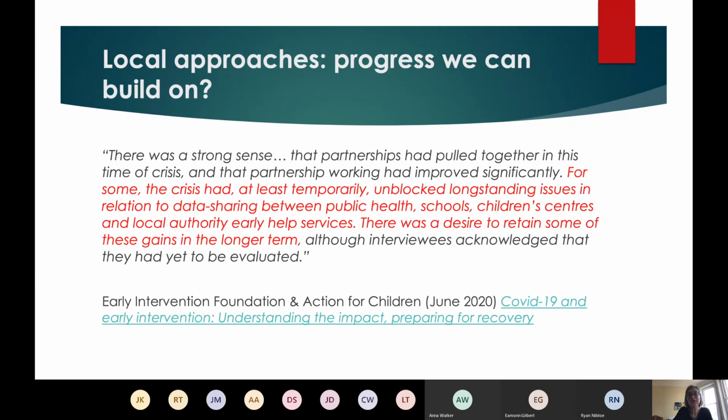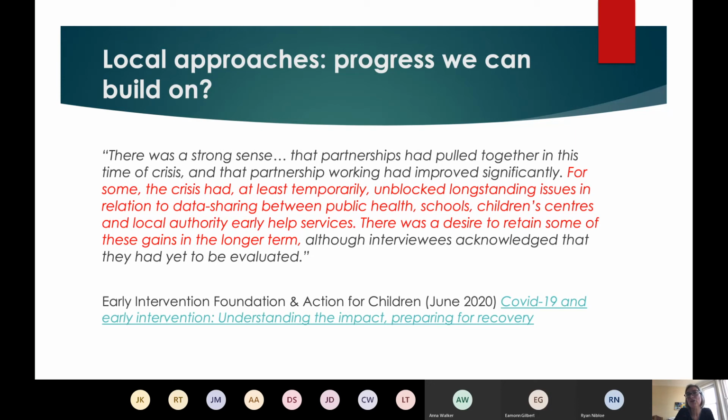Right, onto the bit we're probably all most interested in, what's been going on locally. I'm really excited to find out what you've been doing. We've had some good examples in the first workshop we've just held. There's been a lot of rapid research during the pandemic.